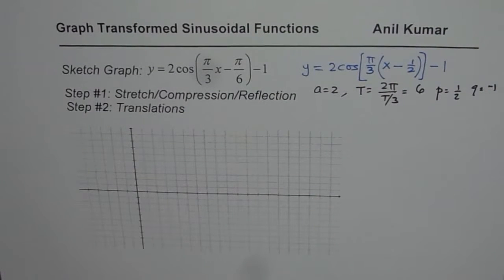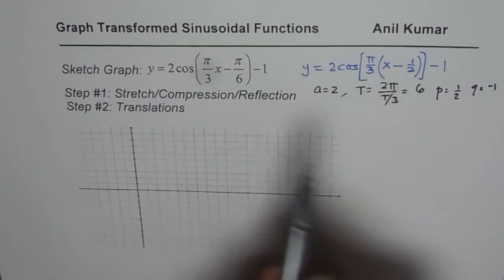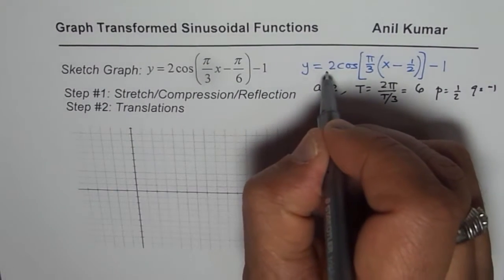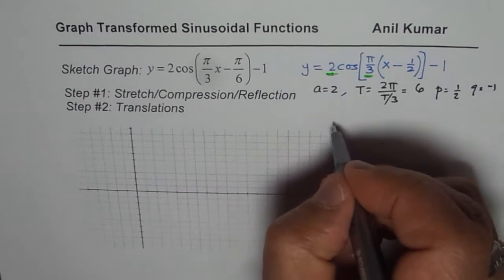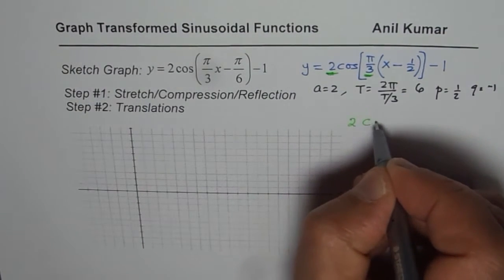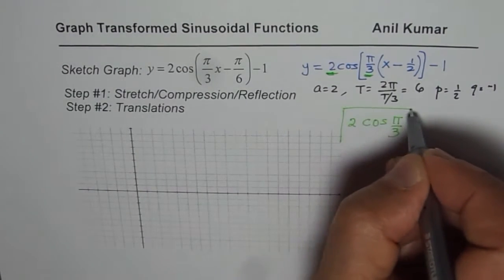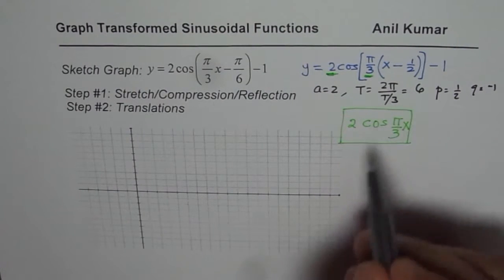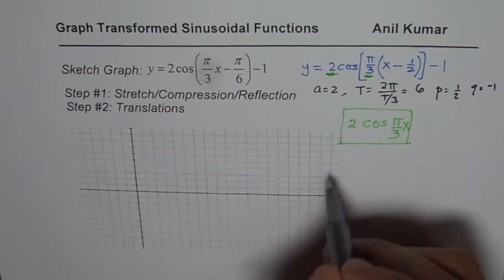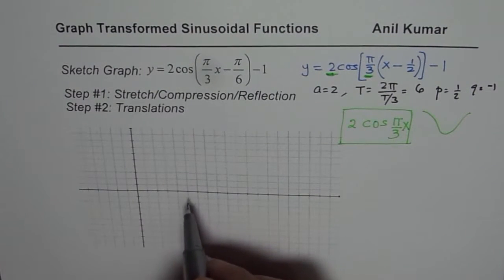Now when you are sketching this graph, I prefer to sketch it in 2 steps. We'll incorporate stretches, compressions, and reflections in the first step. That is to say, we'll do these parts first, right? So that is the first part. Rather, let me write the equation as 2 times cos of πx/3. When we look into this function, we can see that the time period is 6 for us, and amplitude is 2. Cosine functions start with maximum, so they are kind of like this. So this is the graph which we are going to sketch.